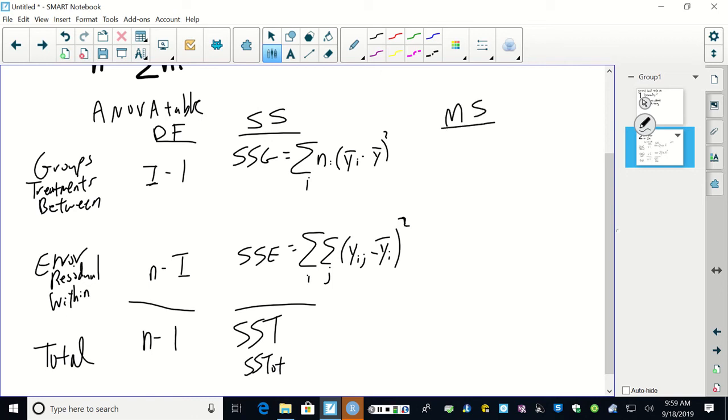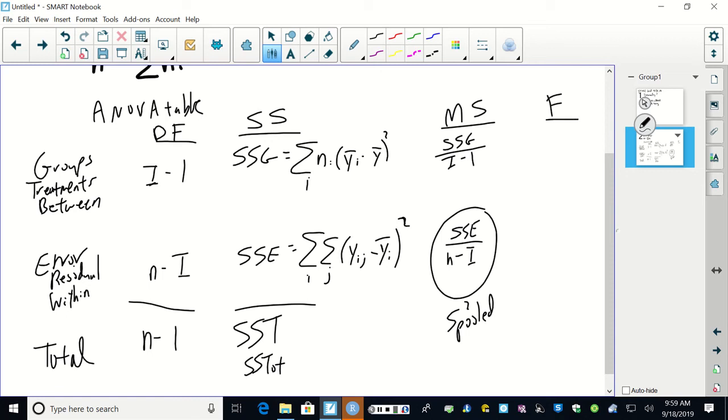Mean square is the sum of squares for groups in this case divided by its degrees of freedom, and sum of squares error divided by its degrees of freedom. And the mean squares don't add up, so I usually don't put that one there. Right. This one is our pooled estimate of variance, mean square error. And then our F ratio is the mean square for groups over the mean square error.